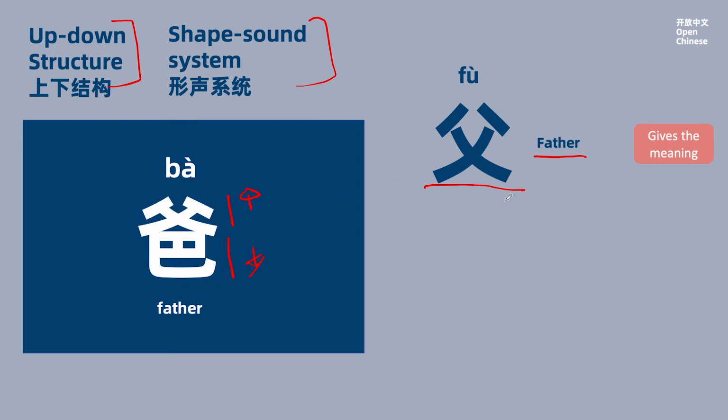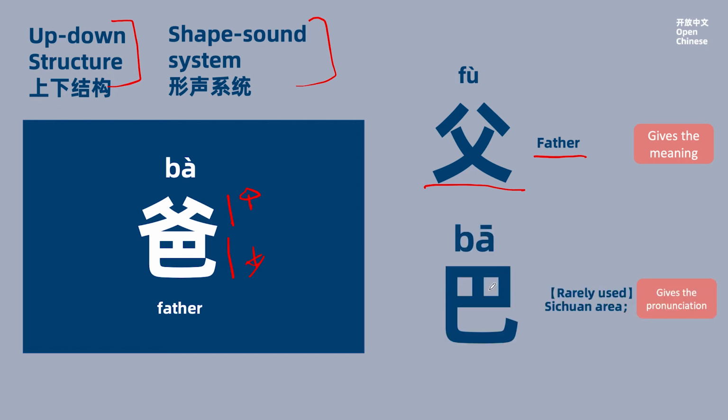So here, fu is usually a formal way of calling your dad, your father. It's a very formal way of saying father. And ba is more like daddy or dad. It's more like oral spoken Chinese. Ba ba, like father. Okay. And the lower part is pronounced ba. See, the lower part gives the pronunciation of it. Okay. And the upper part gives the meaning of it. Okay. Another ba is a rarely used character. In ancient times, it used to refer to the Sichuan area.